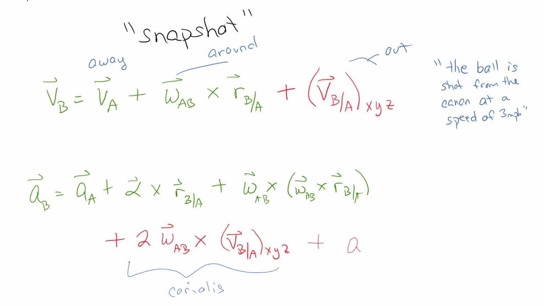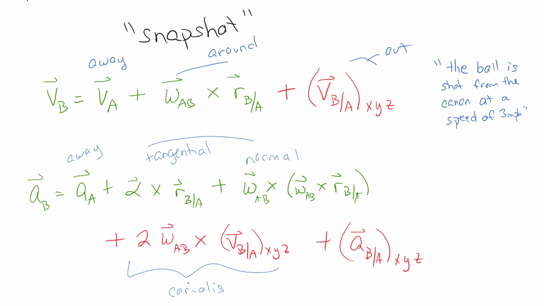Whoa, that looks weird. The acceleration of B with respect to A as seen from an observer in the XYZ plane. So you've got the away component, you've got the tangential, you've got the normal, and these are both the tangential and the normal of the around. Then you have the Coriolis, and then you have the out. So again, the ball is shot accelerating at 5 miles per hour squared or whatever. So that's what you would measure if you were sitting on the cannonball watching it go.